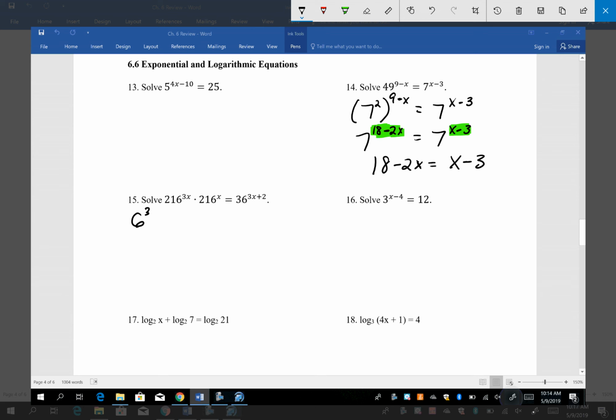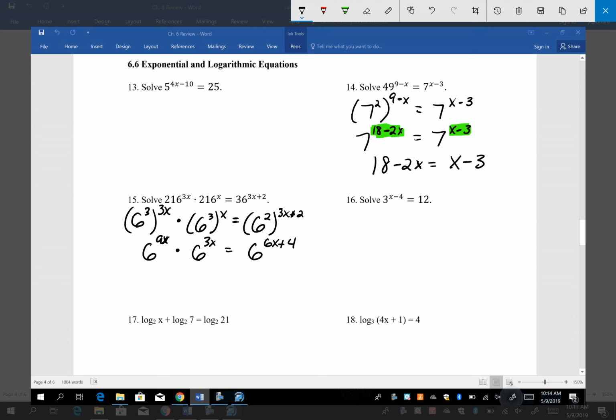216 is 6 cubed. What's 36? 6 squared. This is a fun one. I like this one. So I see a power to a power. So 9x. Power to a power, 3x. And over here, 6x plus 4.